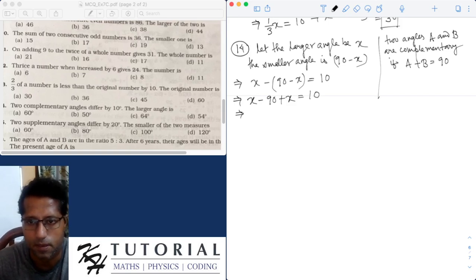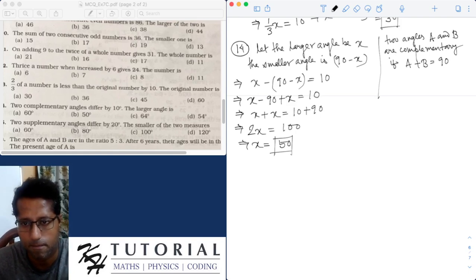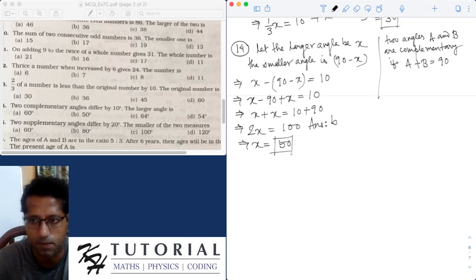Now if we keep all the variable terms on the left hand side and bring all the constant terms to the right hand side, we get x plus x equals 10 plus 90. If we further simplify the LHS and RHS, we get 2x equals 100. This implies x equals 50. Do we have 50 in the answer? Yes, we have 50. So 50 degrees is the larger angle. So the answer is choice B.